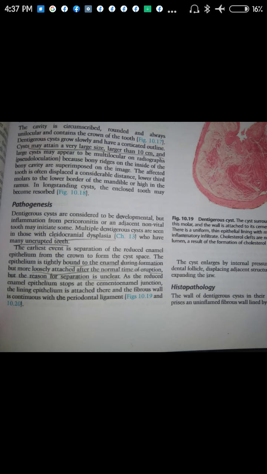The earliest event is separation of the reduced enamel epithelium from the crown to form a cyst space. The epithelium is tightly bound to the enamel during formation, but more loosely attached after a normal time of eruption. But the reason for separation is unclear. As the reduced enamel epithelium stops at the cementoenamel junction, the lining epithelium is attached there, and the fibrous wall is continuous with the periodontal ligament.